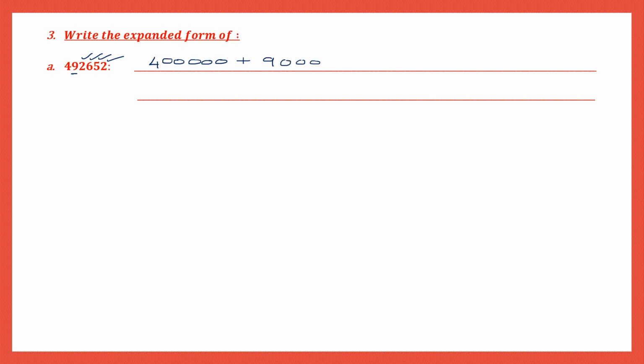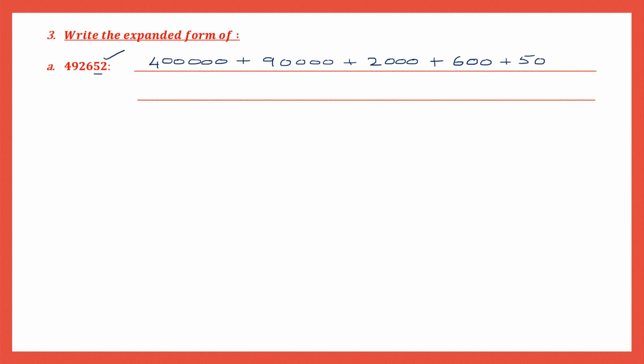Then take the next digit, which is 2. So write down 2 and count how many digits there are after that. 1, 2, 3. Put 3 zeros. That's 2000. Now take the next digit, which is 6. So let's write down 6. And after 6, how many digits are there? 1, 2. That means 2 zeros. So 600. Then the next one is 5. So let's write plus 5. And after that, there's only one digit.